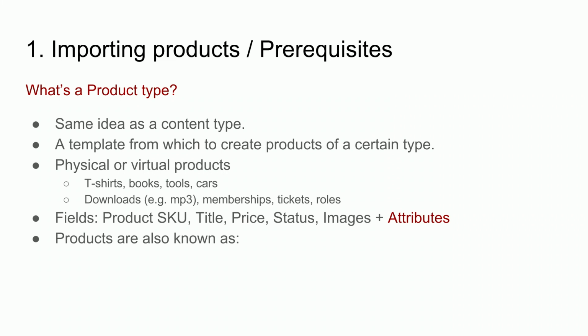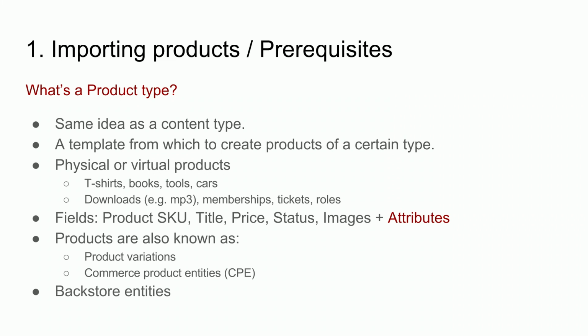Product type creates products, which are also known as product variations. You will often see that. A product variation, so it's a commerce product entity, okay, and it's unique. They're also called commerce product entities, CPs. And these are backstore entities, right? Those are in the backstore. Users, customers, shoppers don't see a product as a product. They see it as something else.